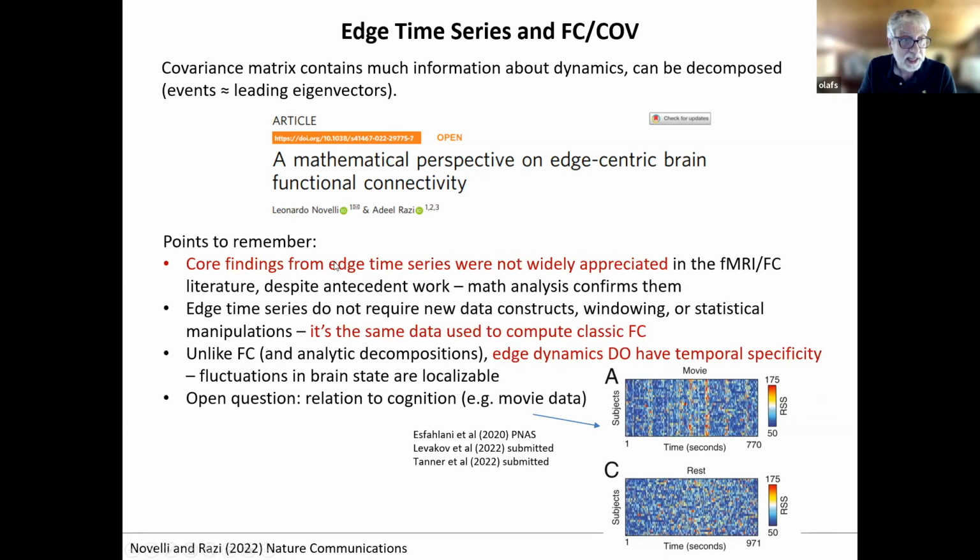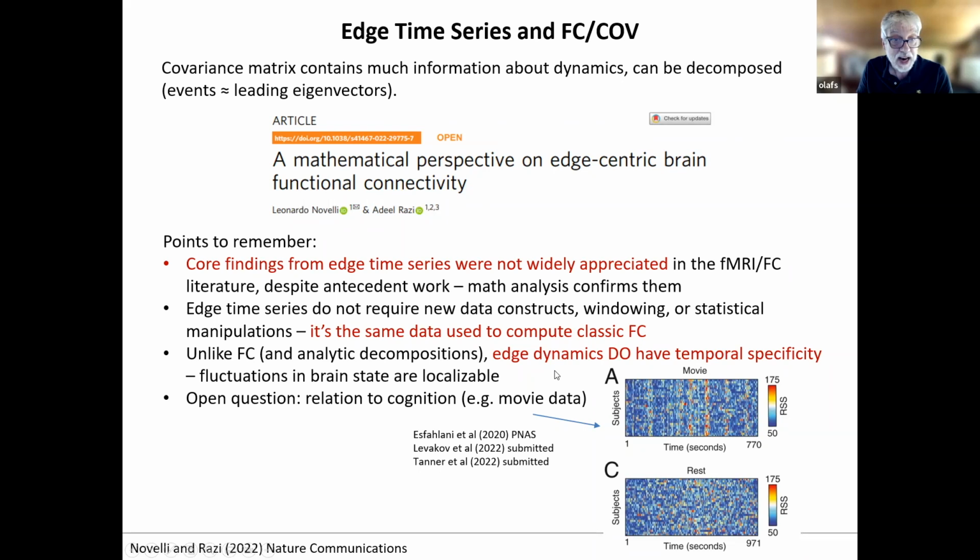Points to remember is that many of the findings that we published in our papers really weren't widely appreciated in the fMRI functional activity literature, despite the fact that there was antecedent work. And the math that Novelli and Razi provide actually, I think, confirms them and gives them some mathematical foundation. Edge time series are, I think, a neat construct because it's the same data you use to compute classic FC. There's no additional parameters needed, no windowing, no statistical manipulations at all. It's sort of really nicely organic in that sense.